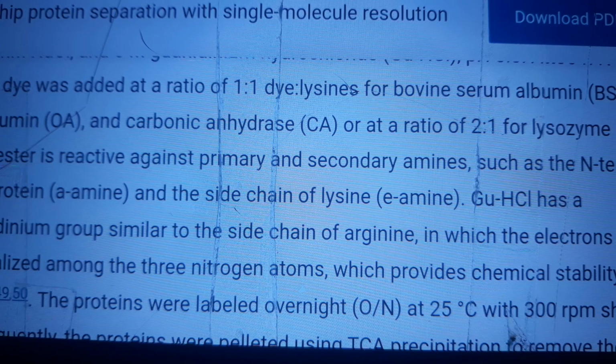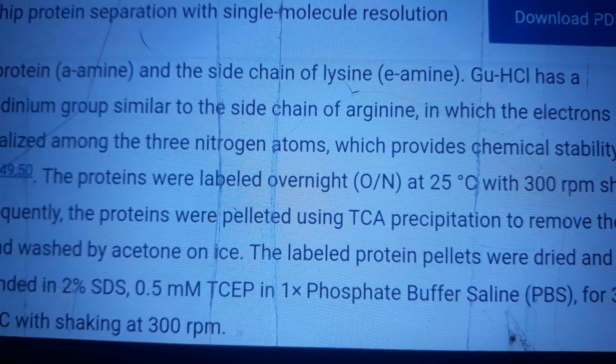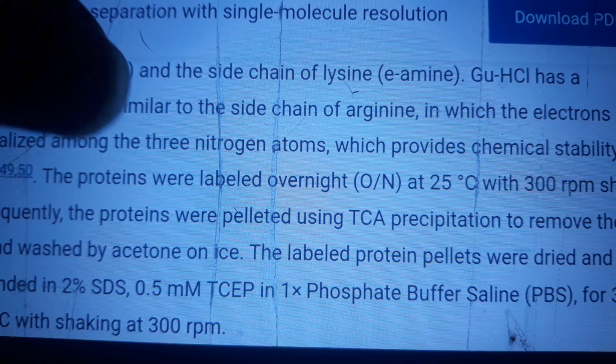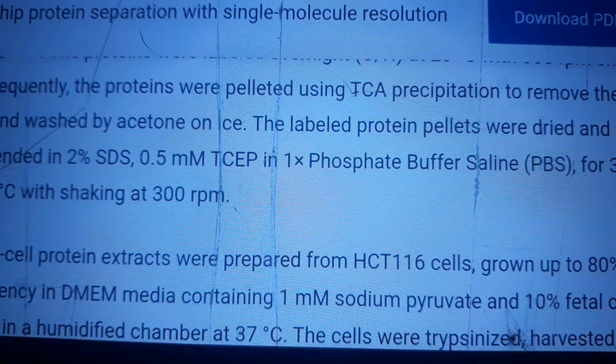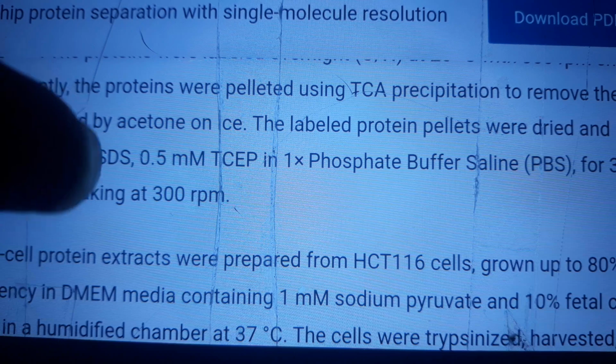GuHCl has a guanidinium group similar to the side chain of arginine, in which the electrons are delocalized among the 3 nitrogen atoms, which provides chemical stability to this group. The proteins were labeled overnight at 25 degrees centigrade with 300 RPM shaking. Subsequently, the proteins were pelleted using TCA precipitation to remove the GuHCl and washed with acetone on ice. The labeled protein pellets were dried and resuspended in 2% SDS, 0.5 mM TCEP in 1.5x phosphate buffered saline PBS for 30 minutes at 37 degrees centigrade with shaking at 300 RPM.